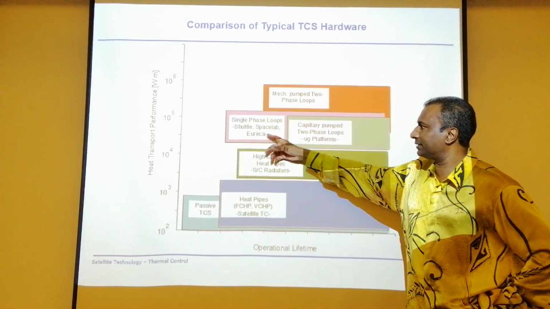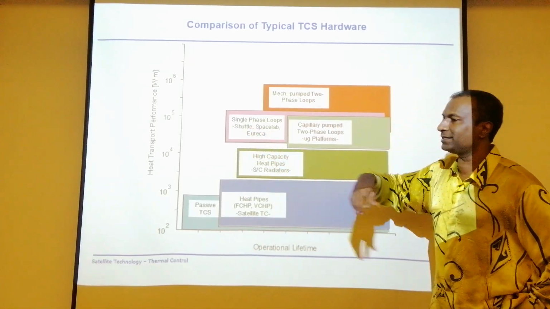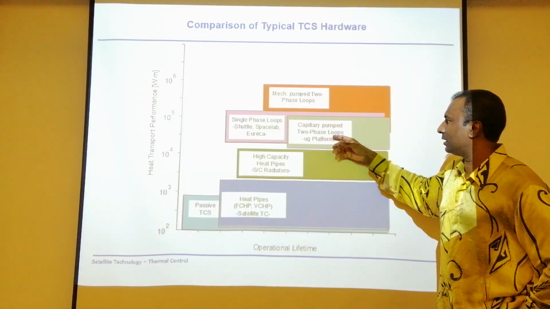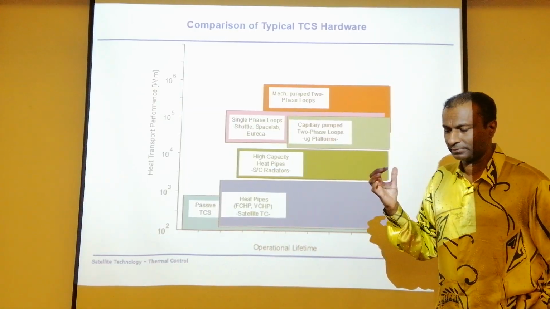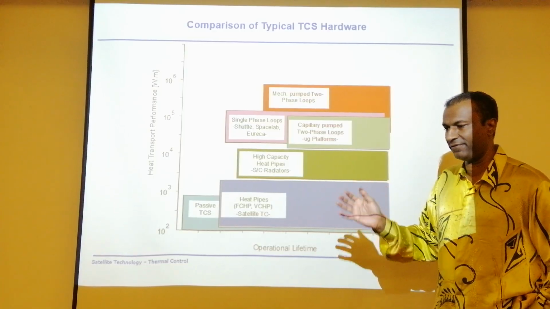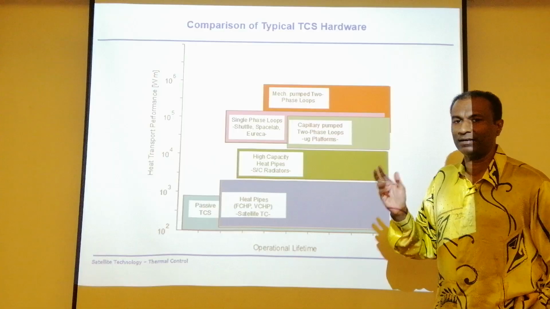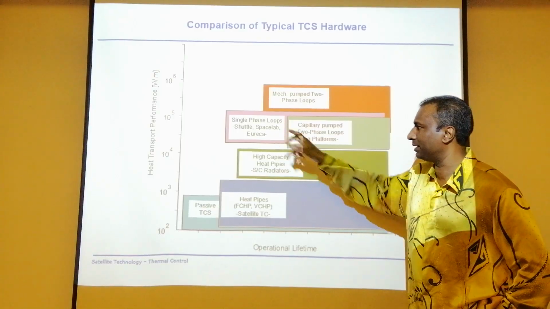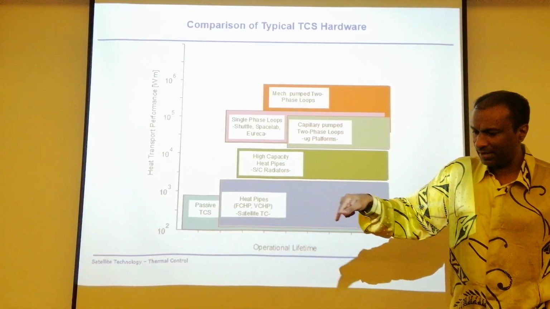Okay, now, these are the other examples. We have the single phase loop. What do we mean by single phase loop? It says that there is no phase change from one phase to another phase. That would be a single phase loop. That means water remains as water.